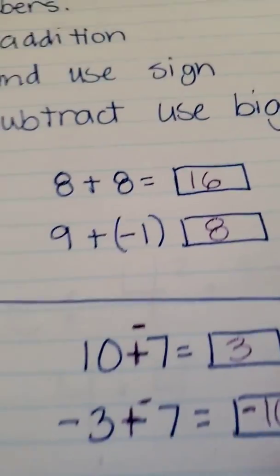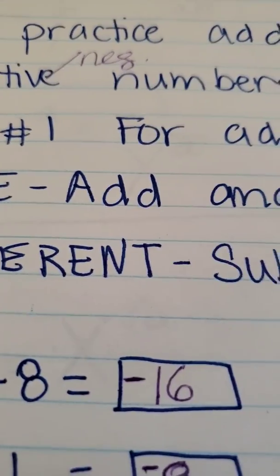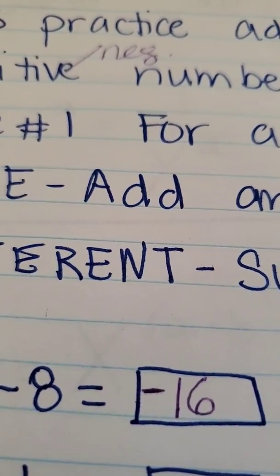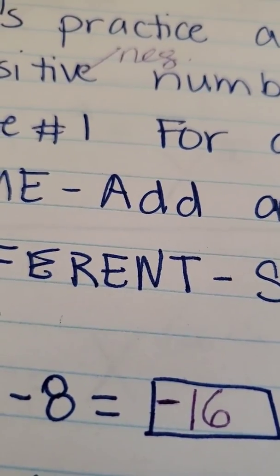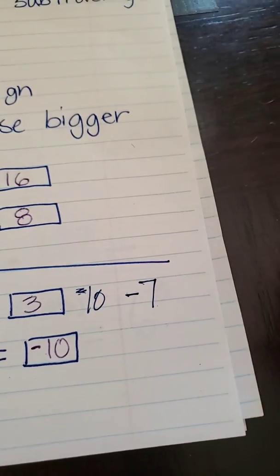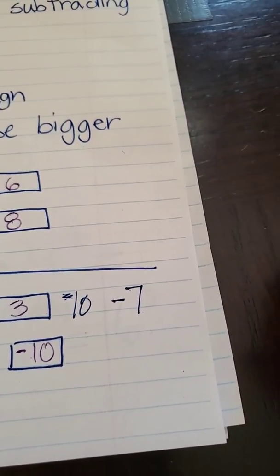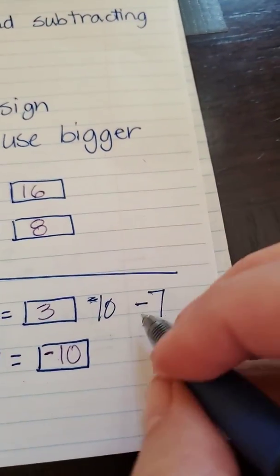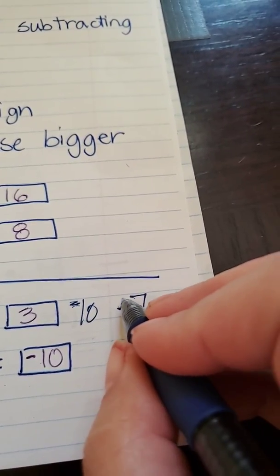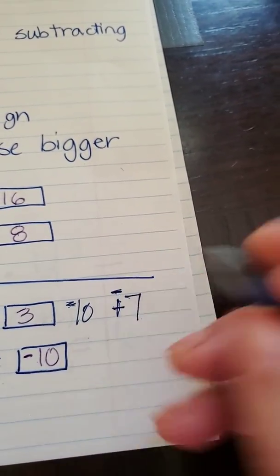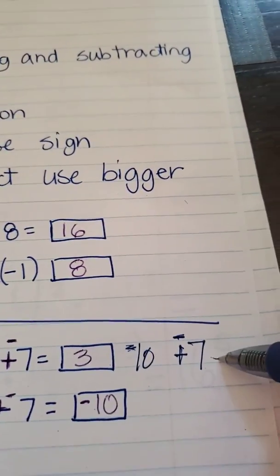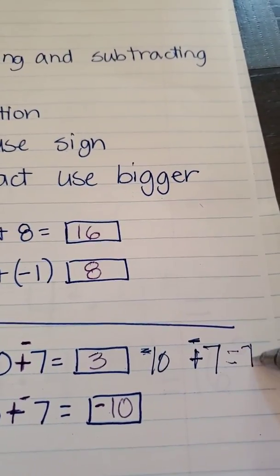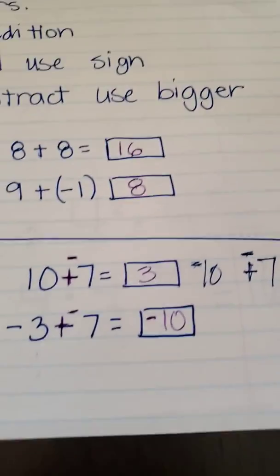10, okay, this one's already switched too, so let me rewrite it over here real quick. 10 minus... okay, let's do a different one. So let's say we have -10 minus 7, okay? So I'm going to change this to plus and this to negative. So now I have -10 plus -7 equals -17.